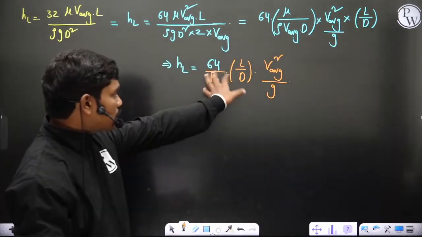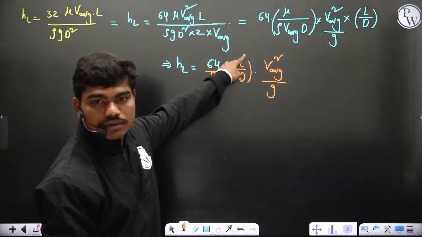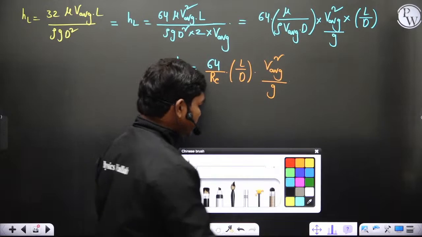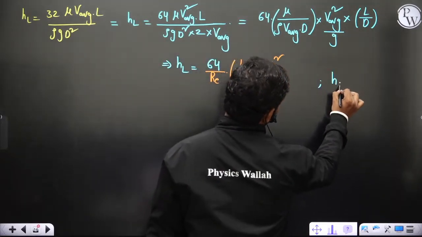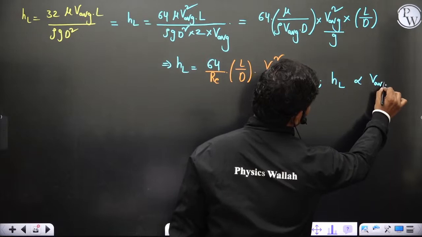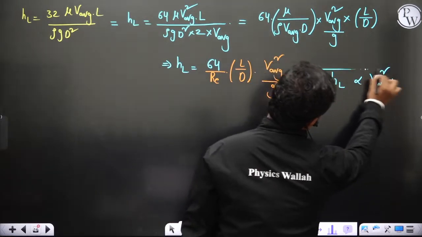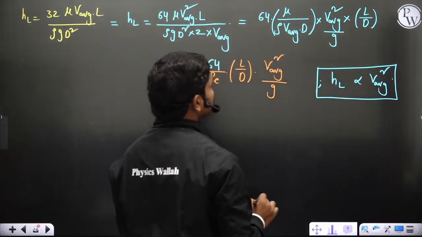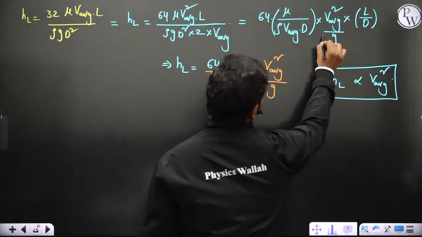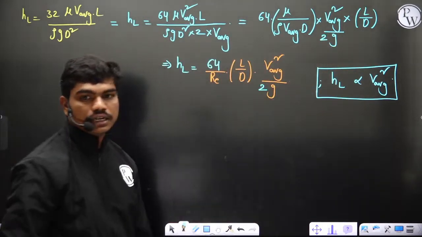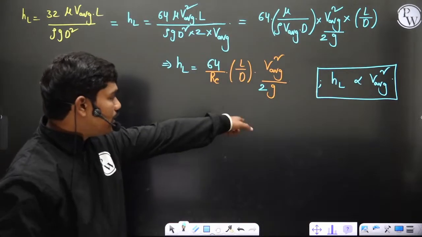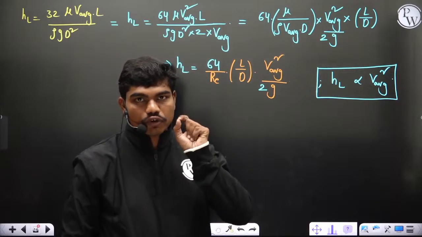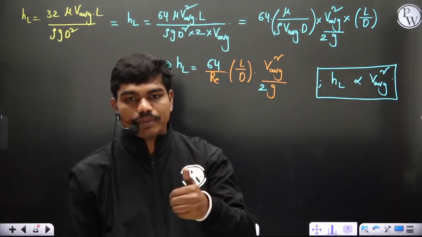If you non-dimensionalize this, it is a non-dimensional term because L by D, length by length scale, has no dimension. This is also no dimension. You can understand one very important thing: this HL is proportional to your average velocity square. I think 2 is also there here, V square by 2g. Yes, kinetic head is V square by 2g. So anyway, HL is proportional to the velocity square. So if you try to move the fluid at higher velocities, definitely the losses involved will be high.